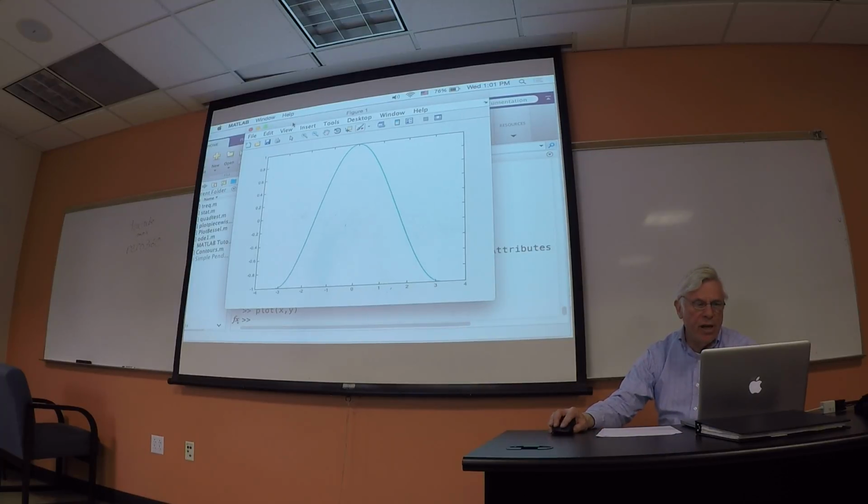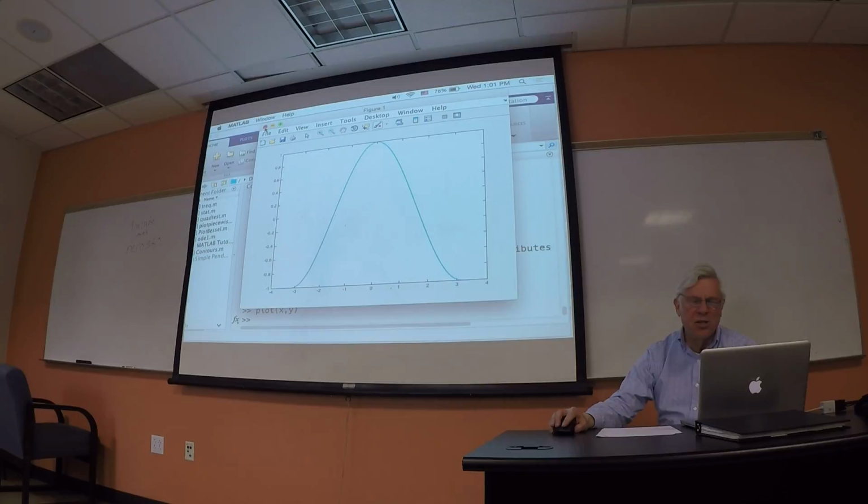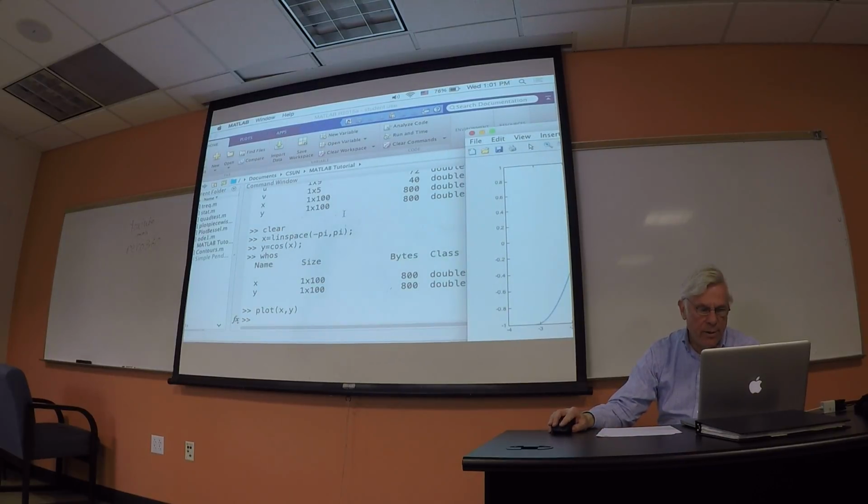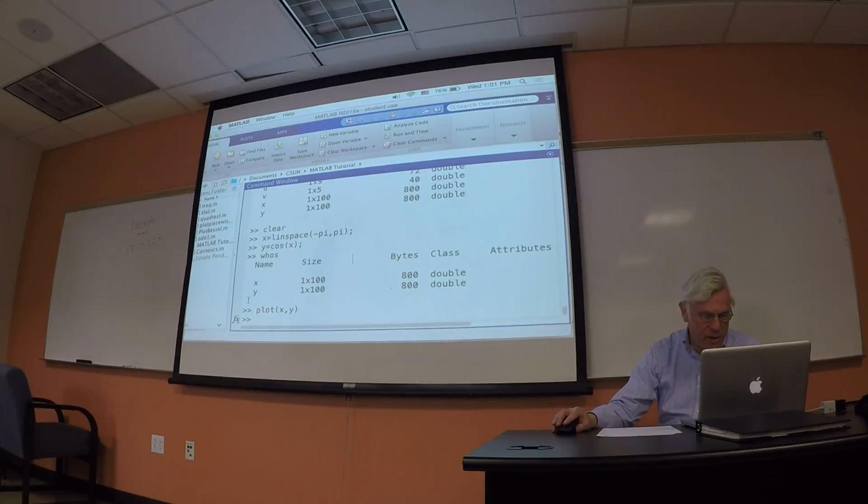Now, the important thing is don't hit this, because this thing will go away. As long as this figure window is still there, any plotting commands that I now issue, MATLAB will apply to this plotting window. So we'll just put that on the side over here, and let's put some of this stuff into there and see what happens.